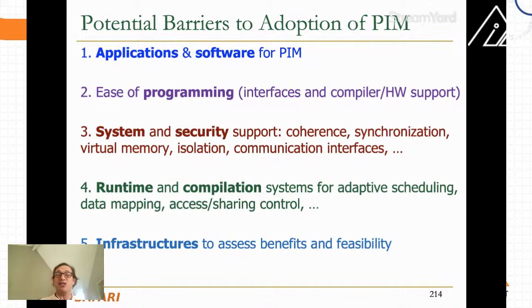If you actually have processors near the memory or inside the memory, this data mapping needs to completely change, because now you have parallel execution across memory arrays, and your data mapping should not provide the highest bandwidth outside of the memory chip, but it should really be designed to provide high bandwidth to these memory arrays or processors inside the memory. And then we also need to develop infrastructures to assess the benefits and feasibility of processing in memory and processing near memory systems.